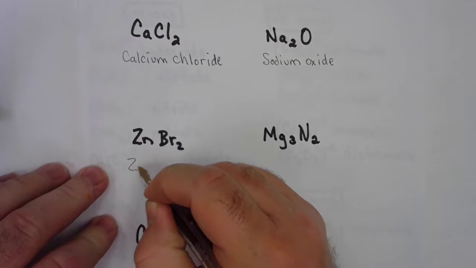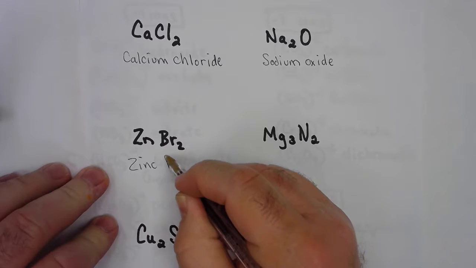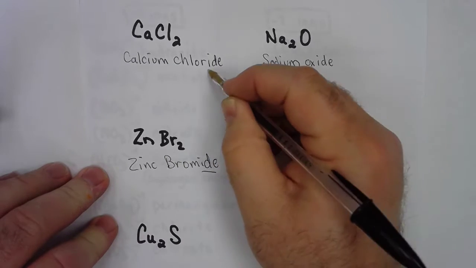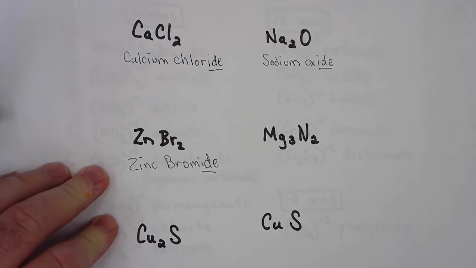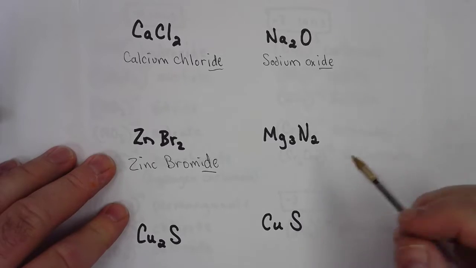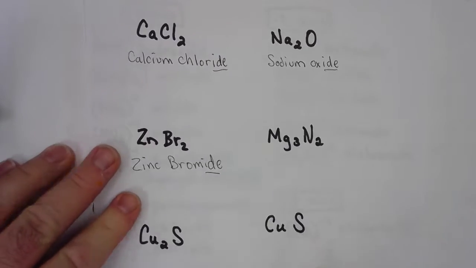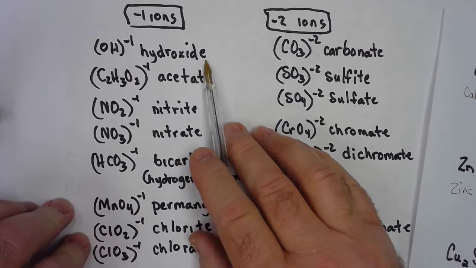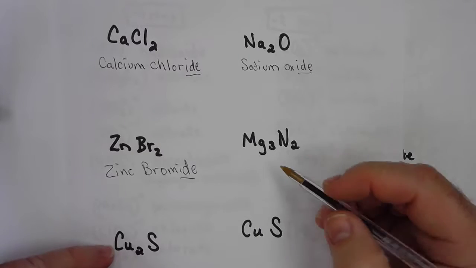Alright, here's some zinc, and bromine would be bromide. All of these that are binary and with the letters IDE, that's kind of a tip-off that it is binary. One exception to that, sometimes you'll see hydroxide, which also ends with IDE, so that's one that makes it a little more tricky when you get into the more complicated ones.